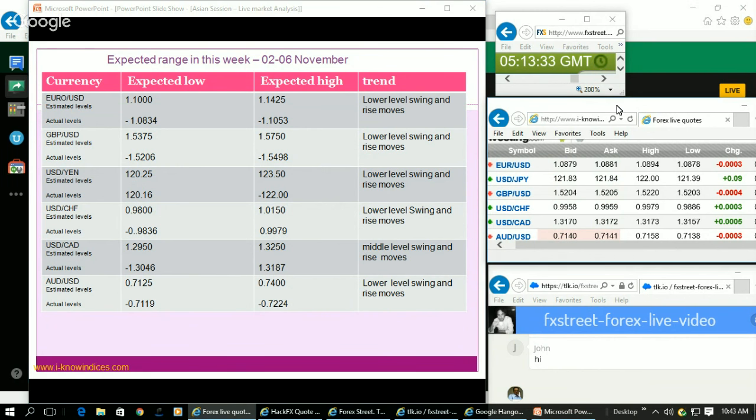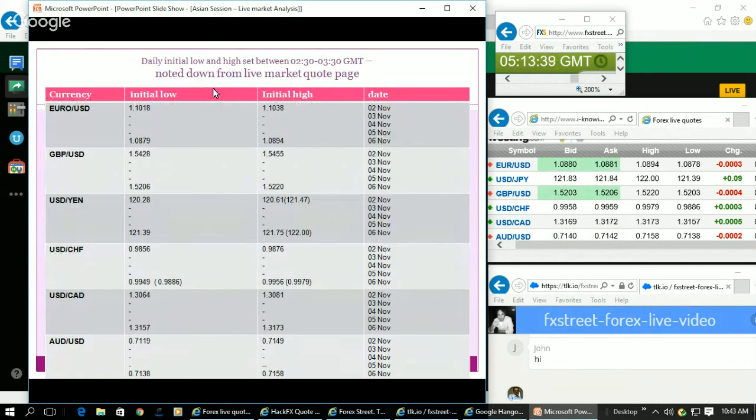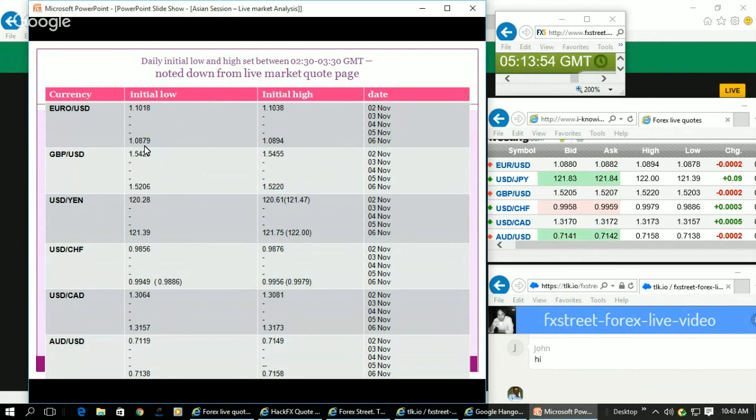If you look into the live market quote page and compare it with the initial lows and the highs set during the day, Euro formed the low 1.0879. They cut the low by 1 pip and formed 1.0878 and started gaining the level. A brief downward dip just to create the market sentiment, bearish sentiment, and then they started gaining the level. And 1.0894 is the high that has not been breached. And in the case of GBP, 1.5206 was the initial low.